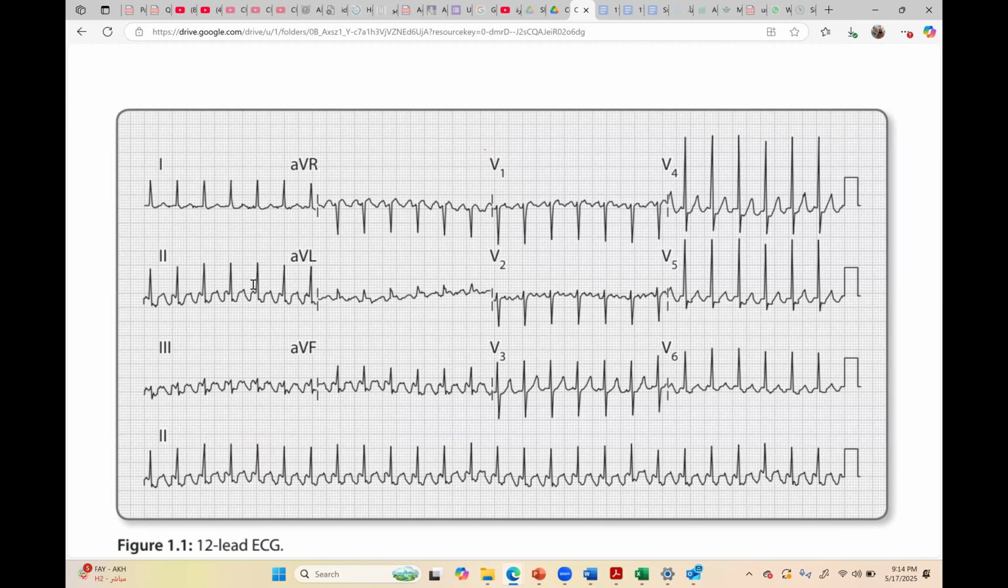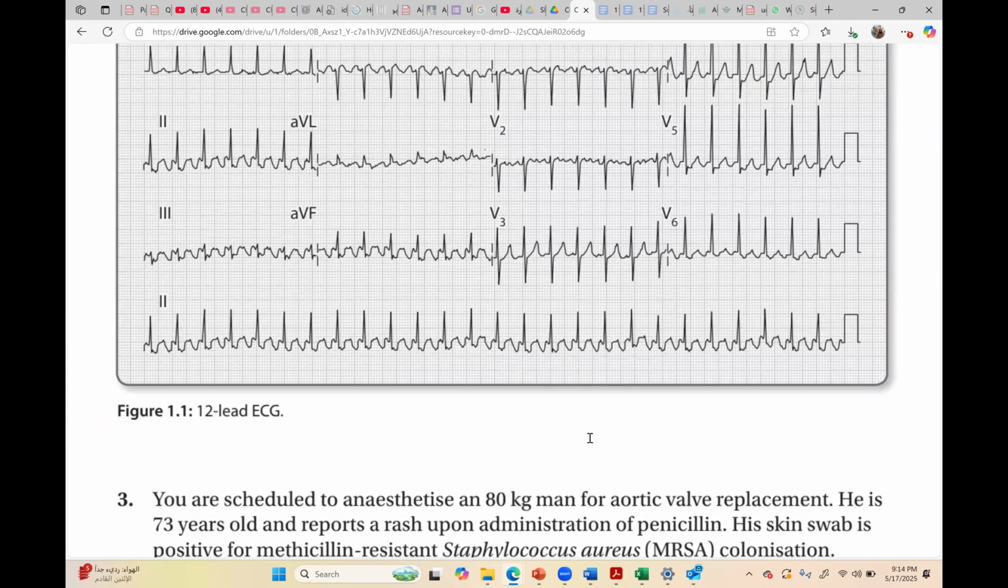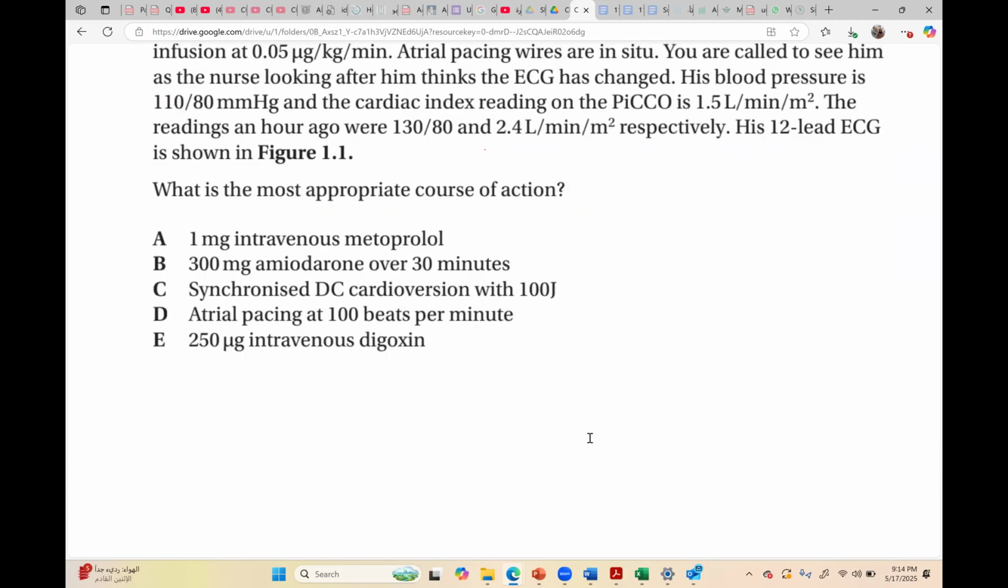Is the rhythm regular? Okay. So, not clearly identifiable. There are P waves. Okay, so it's not absent. You can say it's sinus tachycardia, or let's see what they will tell you.